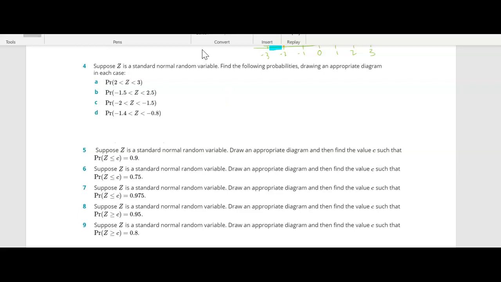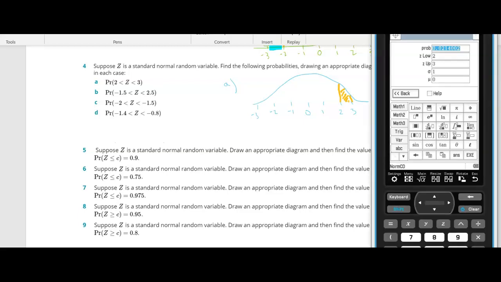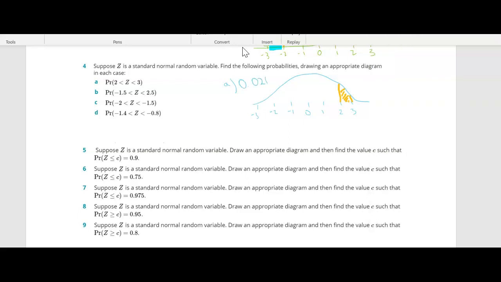If you were to draw that, let's quickly do 0, 1, 2, 3, and then -1, -2, -3. We're basically finding the area between 2 and 3. You can see it's quite small, just that little section there. I can't remember what the answer was, so I might just write that down. Quite a small area there, which we would expect.